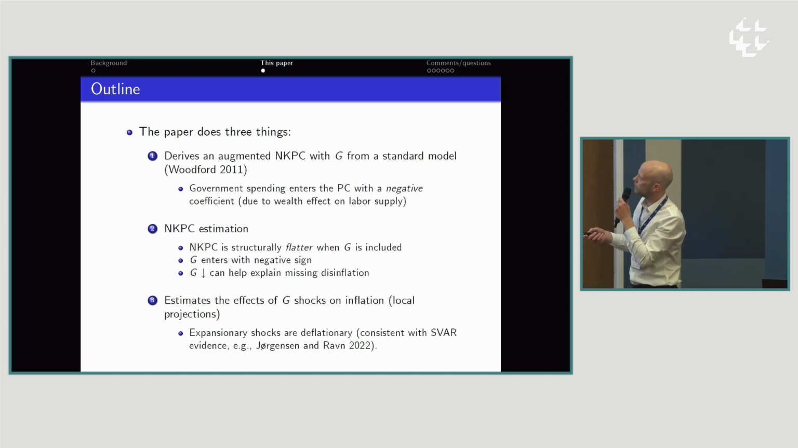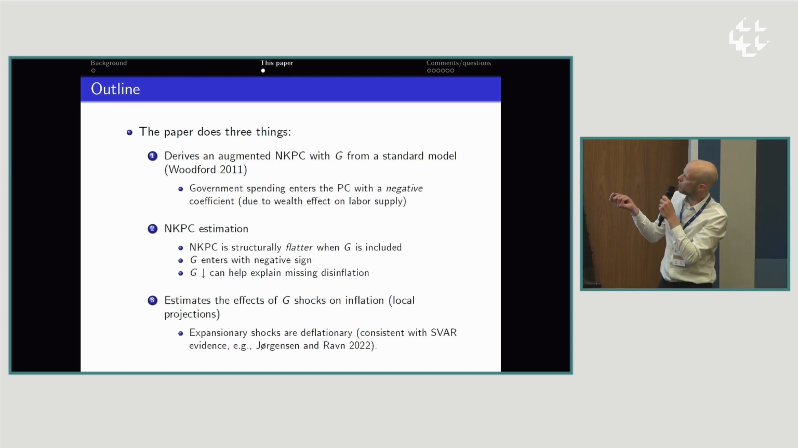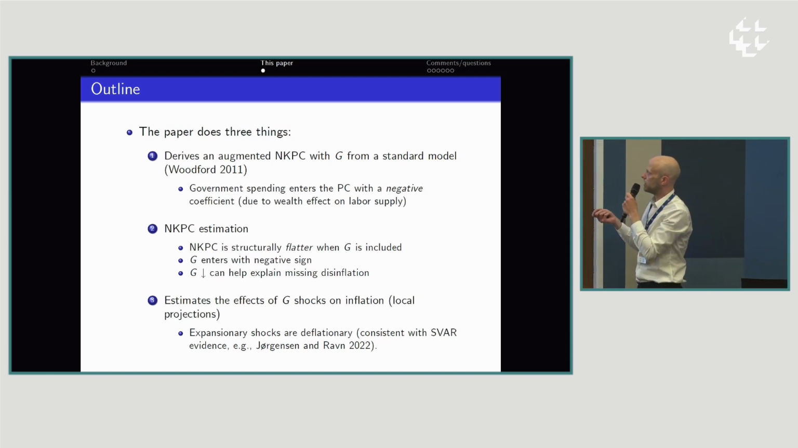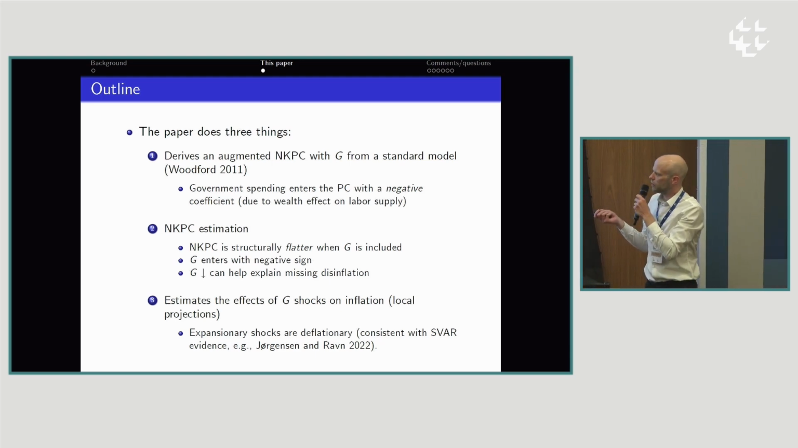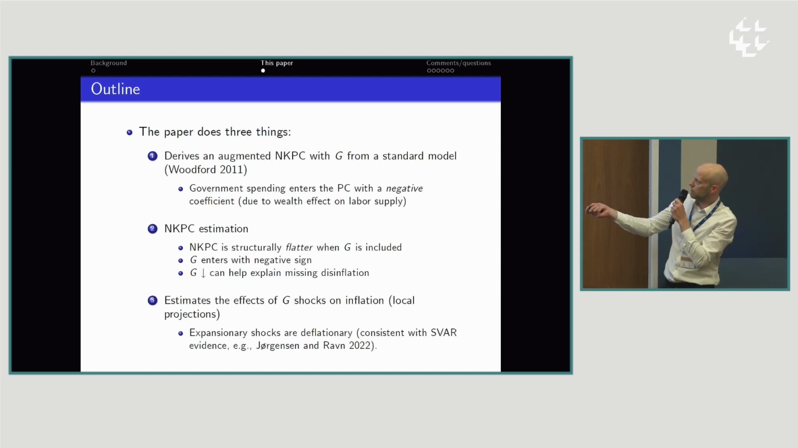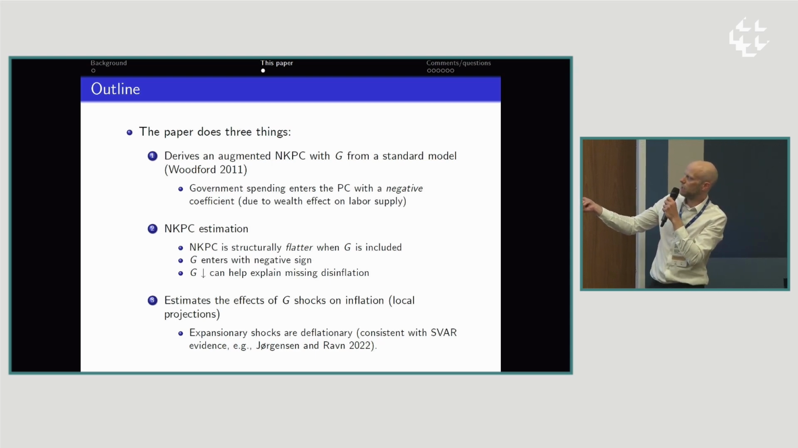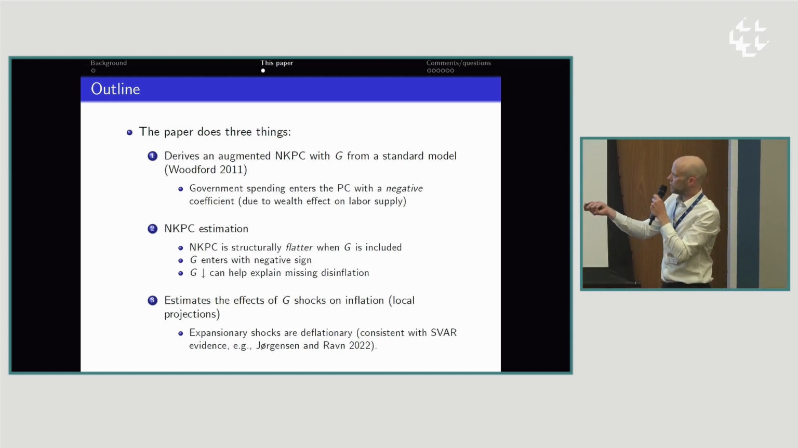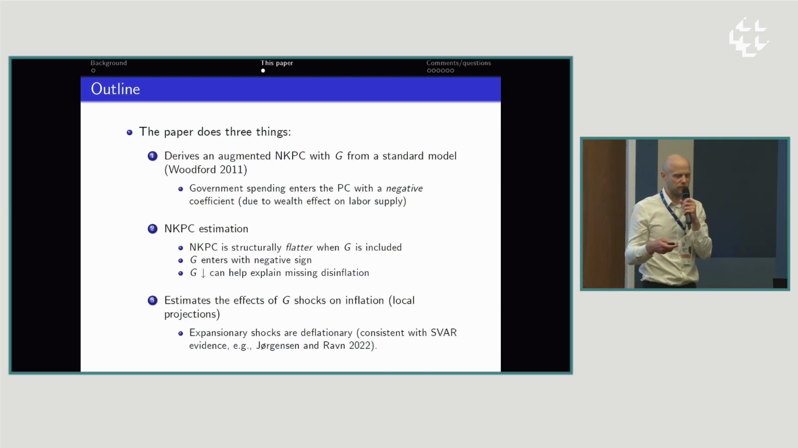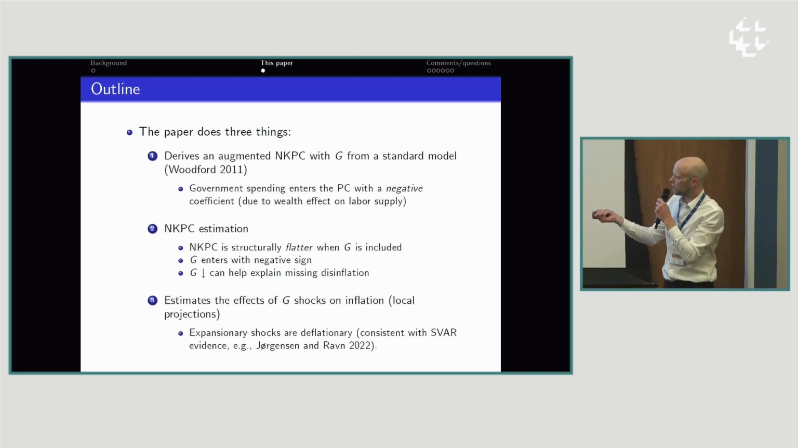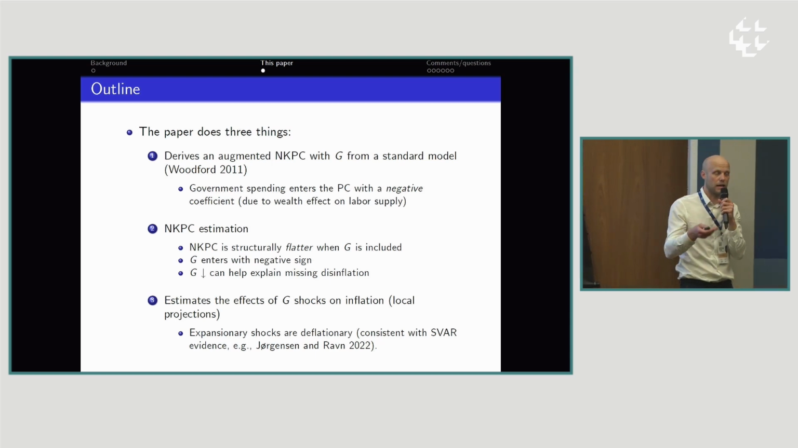So what the paper does, it mainly has three exercises. First, deriving an augmented New Keynesian Phillips curve with G, government spending, from a standard model, where government spending enters the Phillips curve with a negative sign due to a wealth effect on labor supply. And then estimating a New Keynesian Phillips curve with exogenous instruments, showing that, consistent with the theory, G enters with a negative sign, and that the structural slope is substantially lower when you include G in the estimation. And then, of course, that lower slope can help explain the missing disinflation puzzle. And then finally, they do a local projection exercise to estimate the effects of government spending shocks on inflation, showing that indeed they are deflationary.